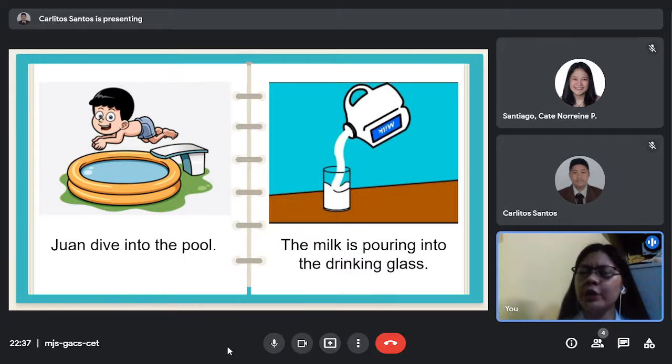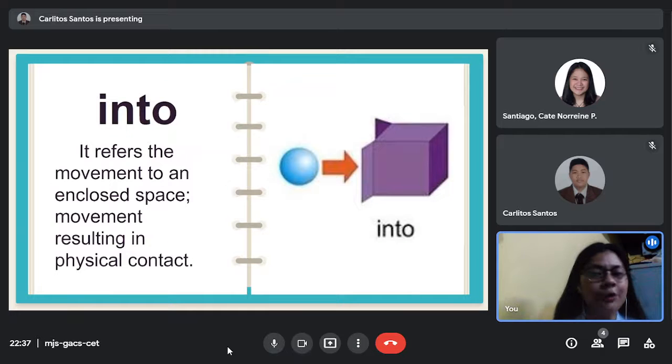What is the common word here, or the commonality between these two sentences rather? Someone answered the word into. That is correct. Very good. Then, let's have the meaning of into. How do we use it? Into refers to a movement to an enclosed space, movement resulting in physical contact. Again, the meaning of into, it refers to the movement to an enclosed space, movement resulting in a physical contact.